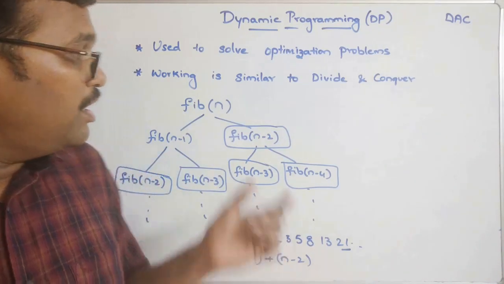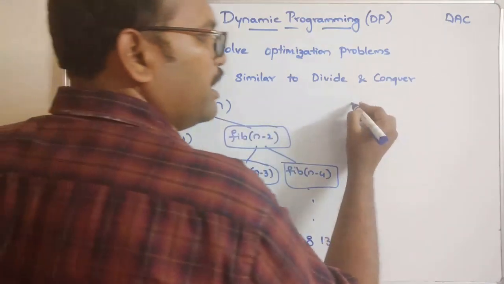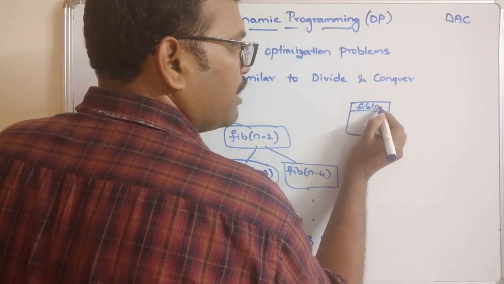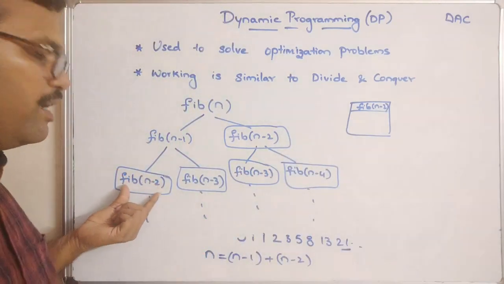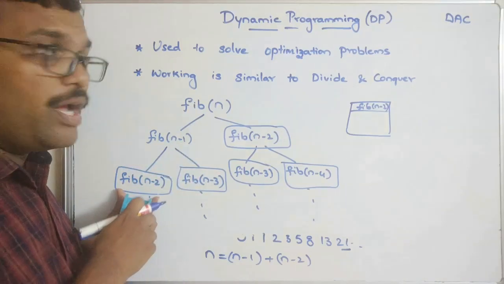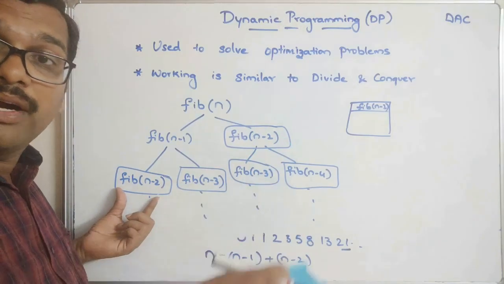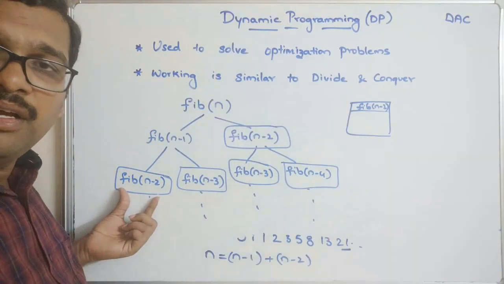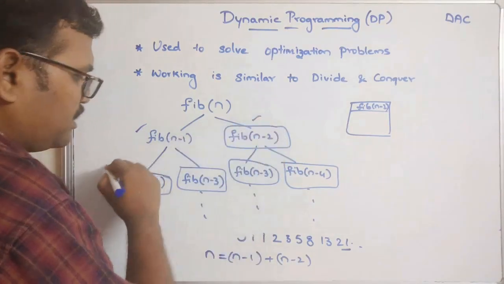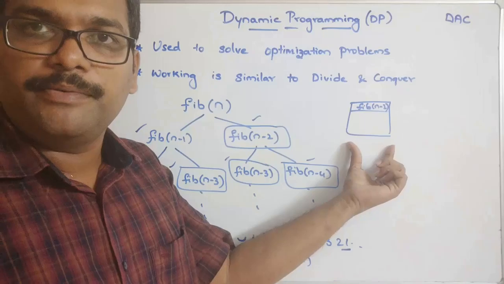So instead of that, if you get the solution for this problem, it will be stored in a table. So simply here I'll write Fibonacci of n minus 2. Whenever it is required here, I need not execute the same thing again. I'll get the value from the memory because it was already solved and already stored. Consider these are all the subproblems. Once you solve a subproblem, the solution will be stored in the memory.